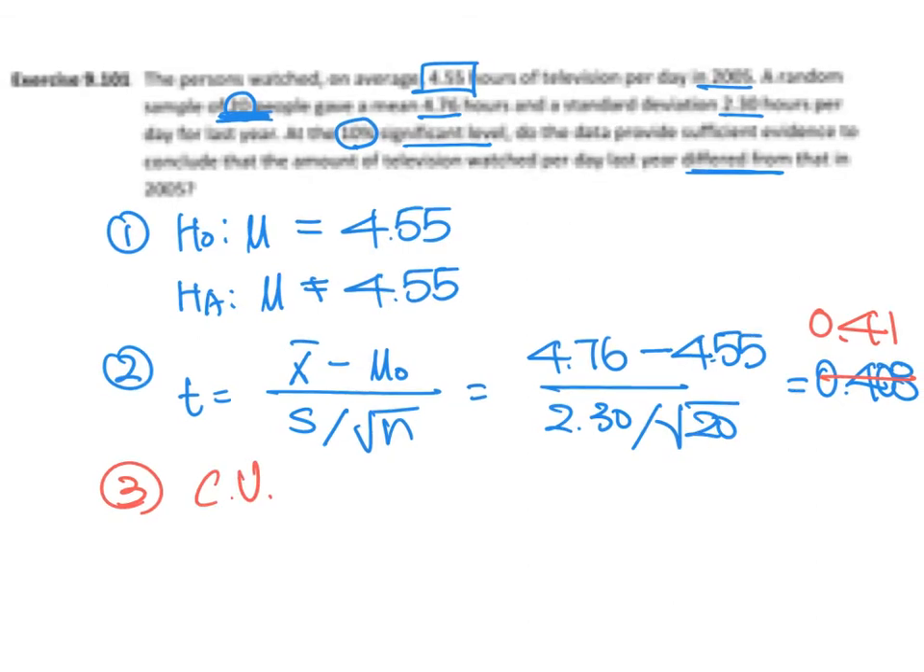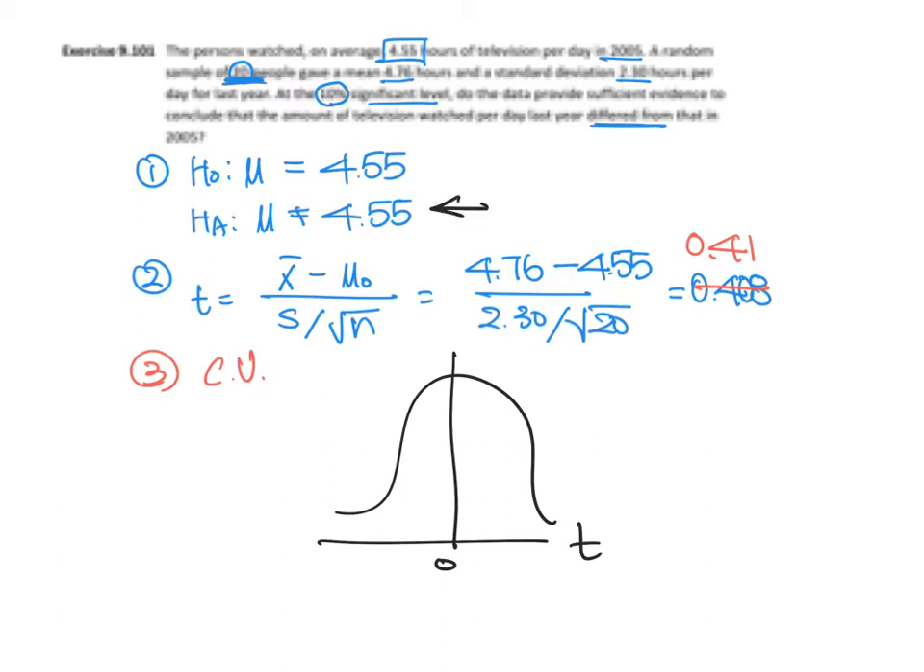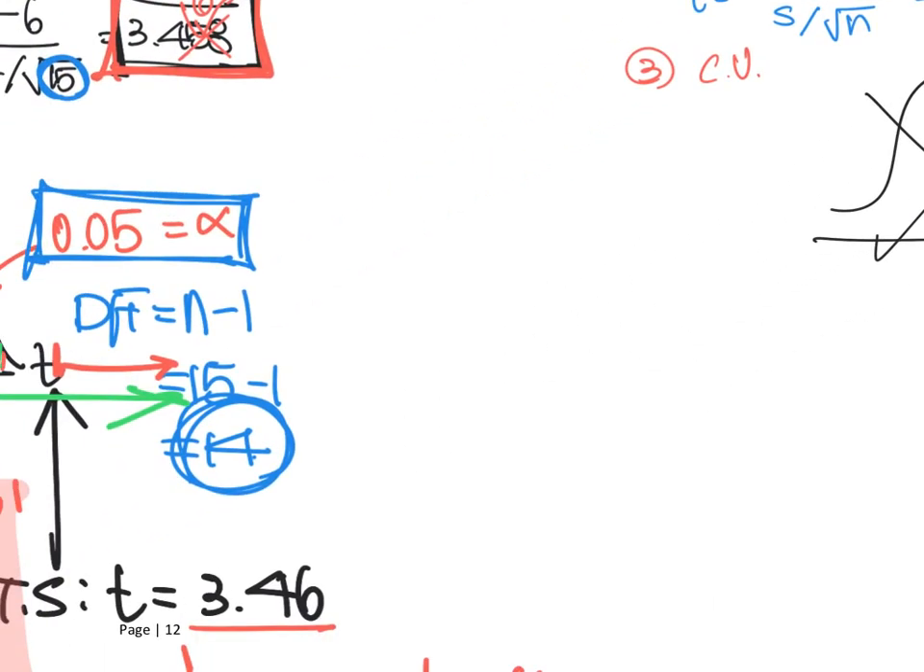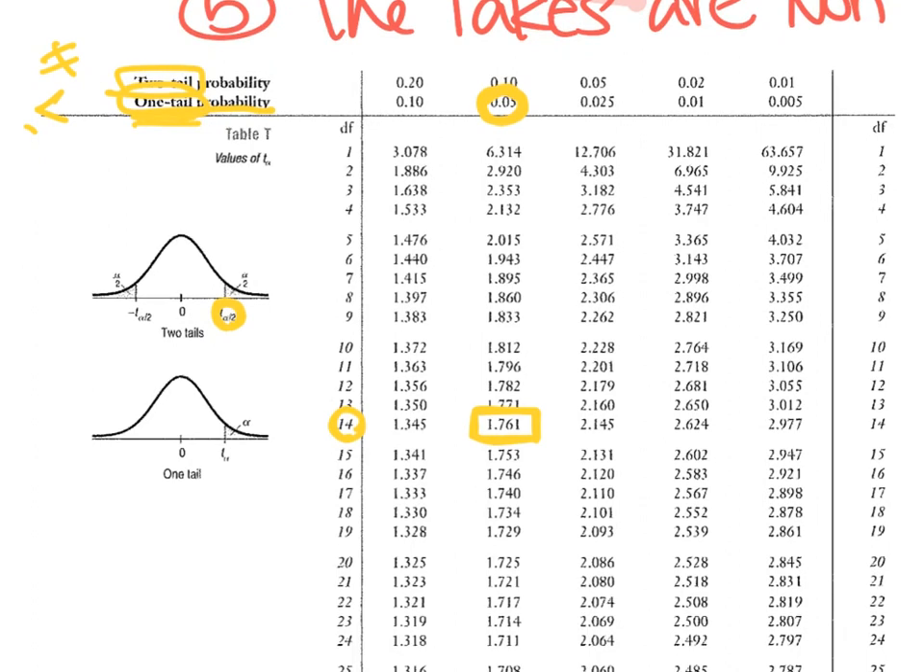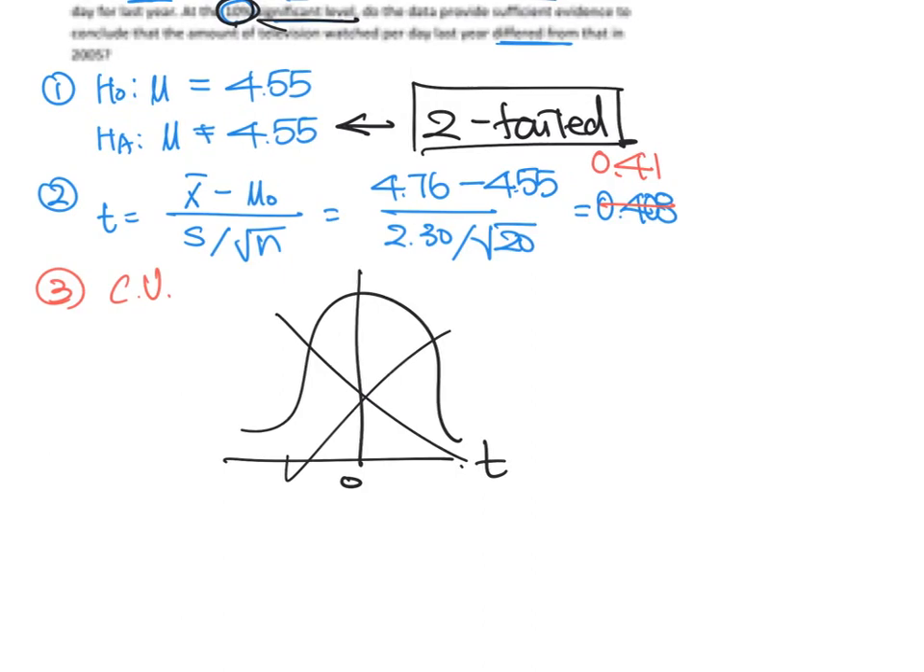Then now let me take the critical value. It was the two-tailed test, so we don't need the t distribution. Let me go to the t-table directly, and alpha is at 10%. Just a second. How many degrees of freedom? It's 20 minus 1, 19.